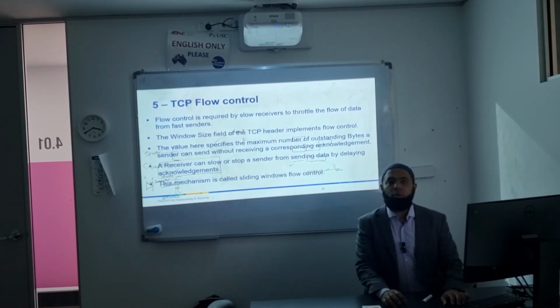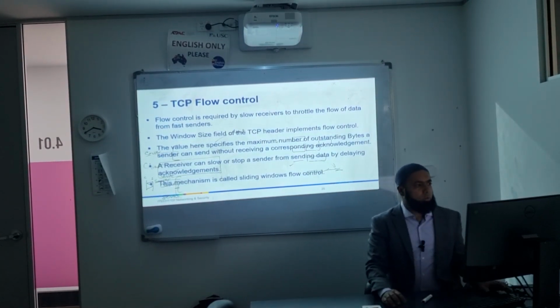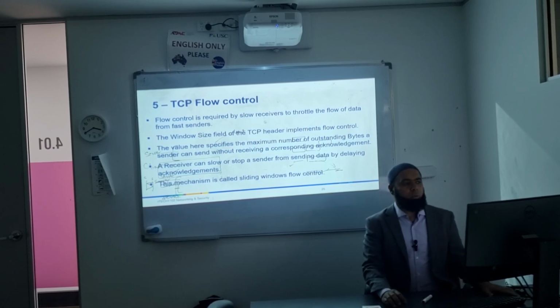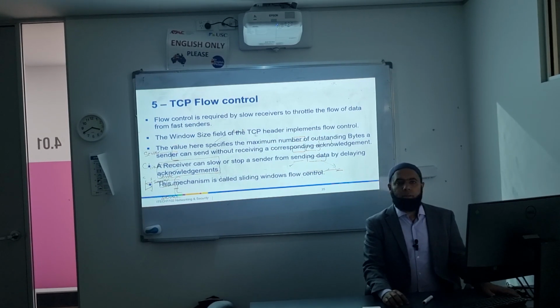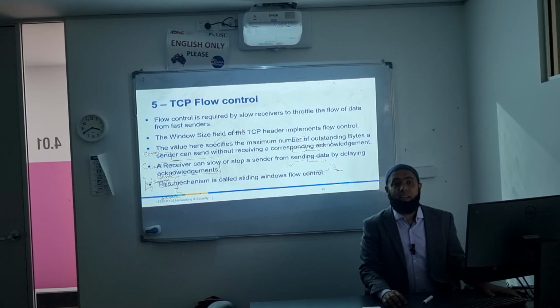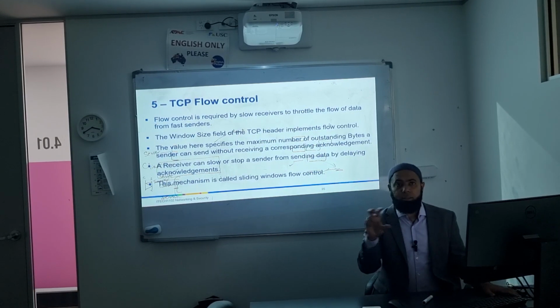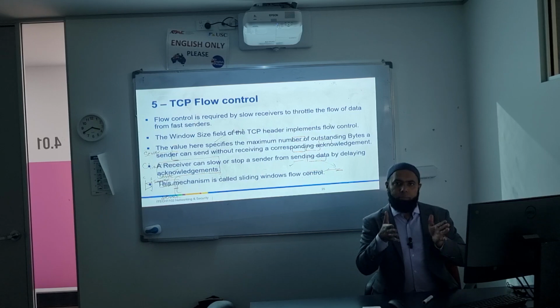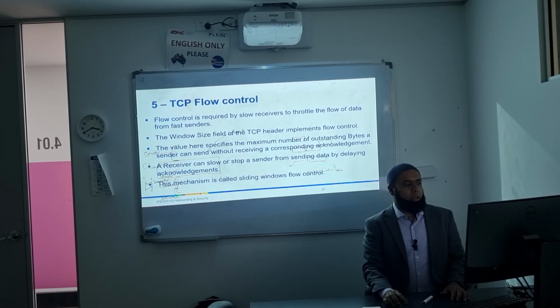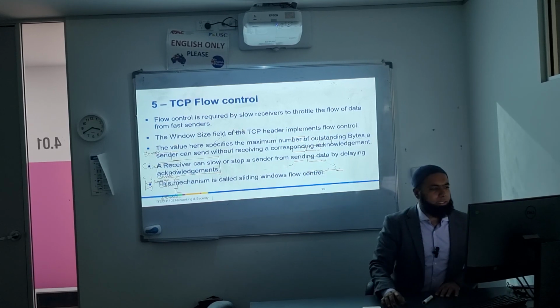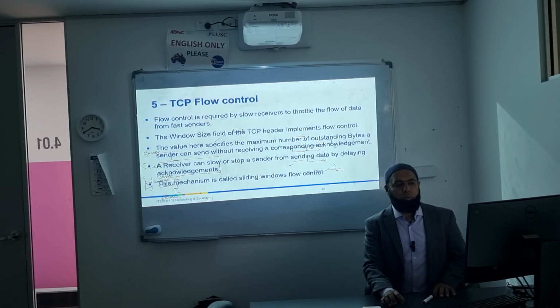The next thing is flow control. This is to see how to manage the flow of data from fast senders. The window size field is what actually implements that. There is a window size in the header, which manages the flow control of data. The value specifies the maximum number of outstanding bytes a sender can send without receiving a corresponding acknowledgement. The receiver can slow or stop a sender from sending data by delaying acknowledgements.